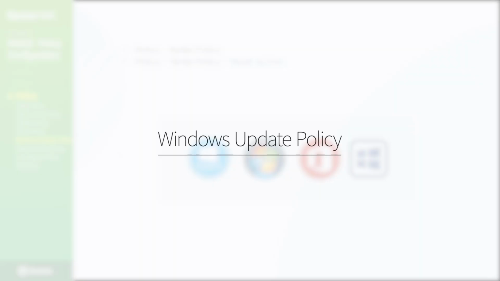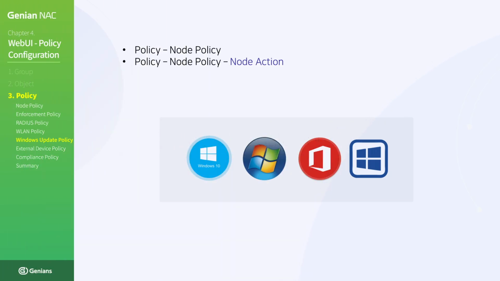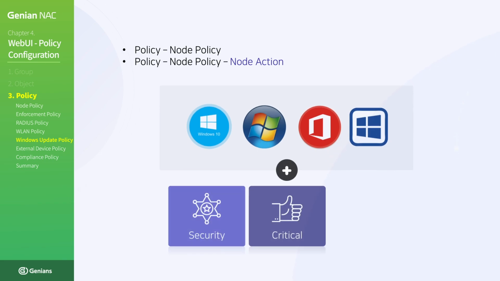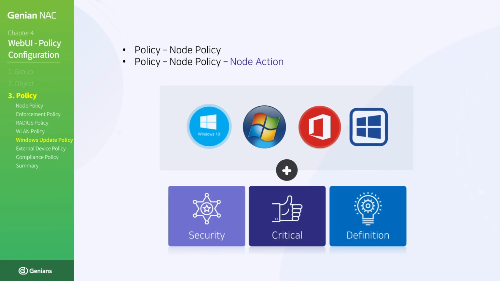The fifth policy to discuss is the Windows Update policy. The Windows Update policy can be applied when the OS on the user's device is Windows. This policy allows for the automatic installation of updates categorized as Security, Critical, and Definition for Microsoft products, including Windows Server, Office, and Client OS.